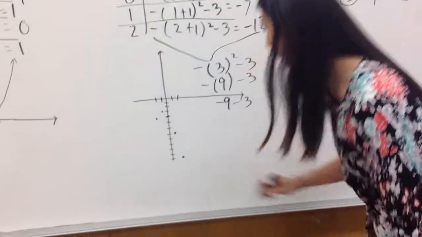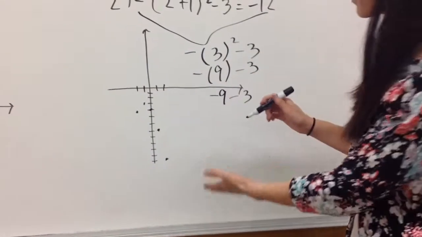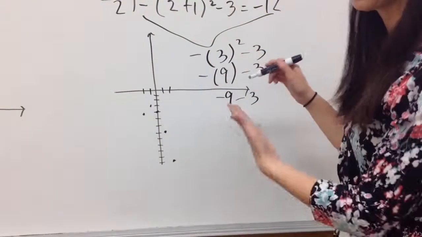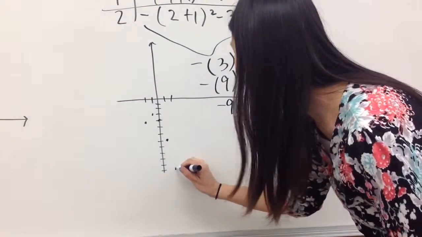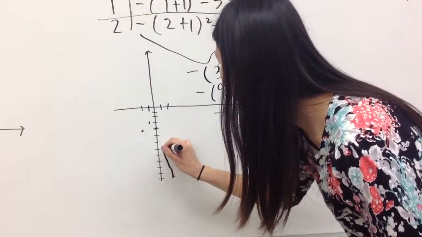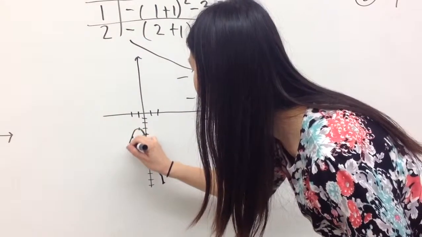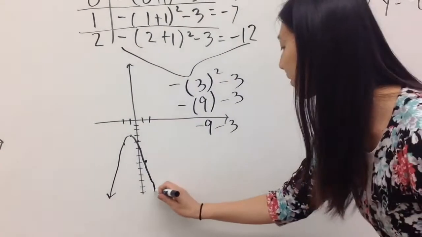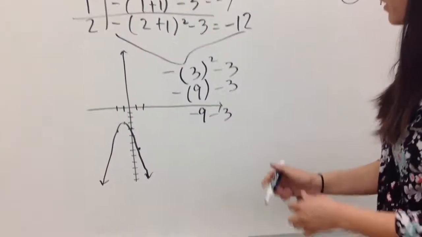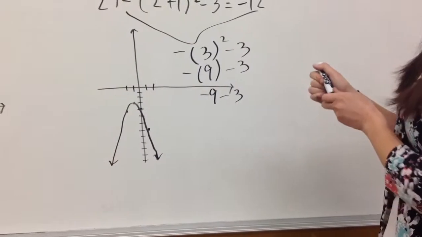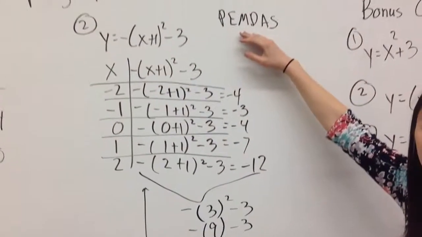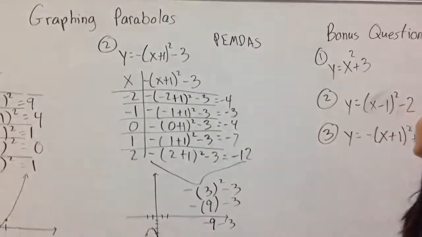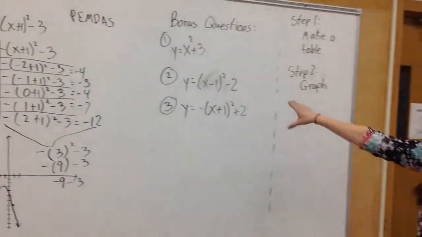So right here. Again, kind of looks not like a U or even like an upside down U. So we just need to make sure that it's symmetrical all the way through here. All right, so let me draw the arrows on here too. So that's how you graph parabolas. Make sure that you remember your order of operations. That's very important here.